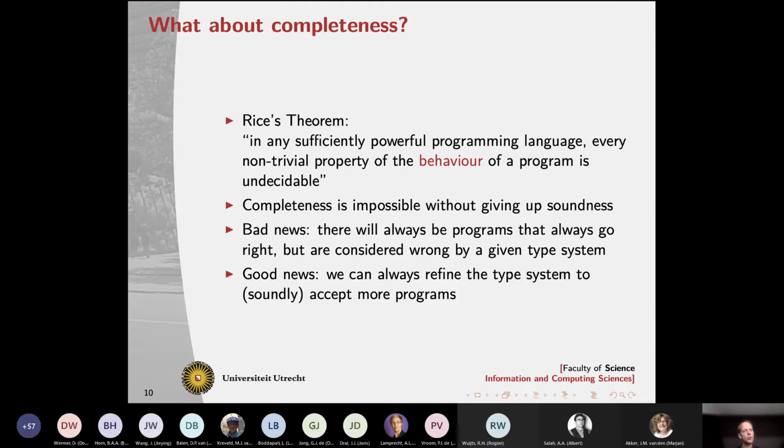The bad news is there will always be programs that go right, that won't crash or fail or whatever, but they are still considered wrong by a given type system. There's good news too. If you observe this happening, you can, for that particular program, refine the type system to accept it, or a whole class of such programs.